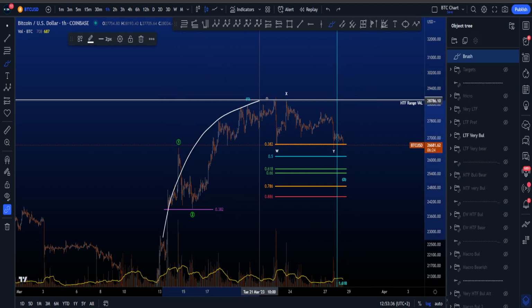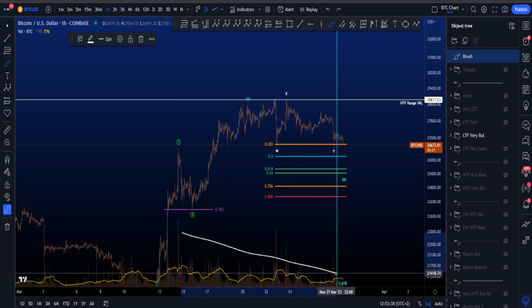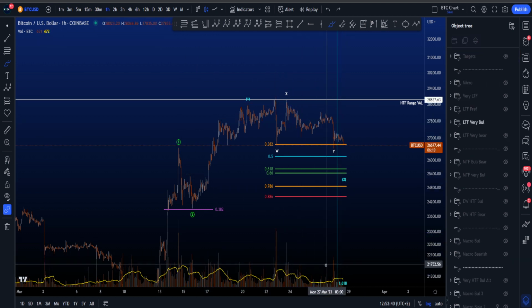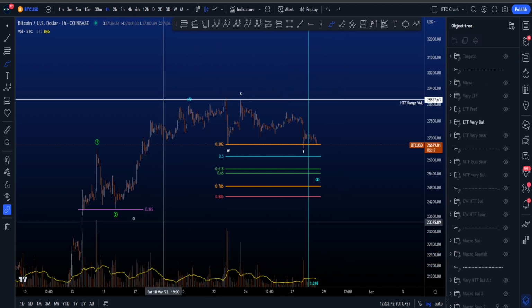However, with this scenario, price has been moving to the upside, volume has been going down. Now volume is increasing over here to the downside, which is not what you want to see.